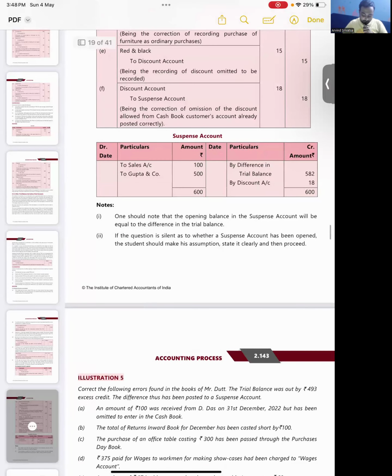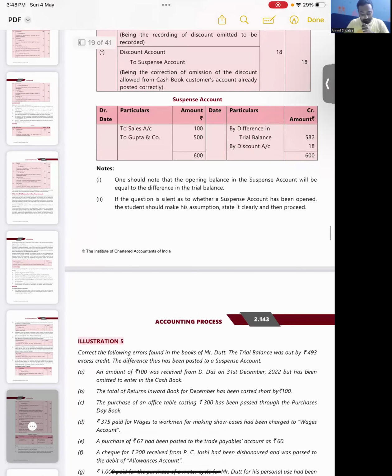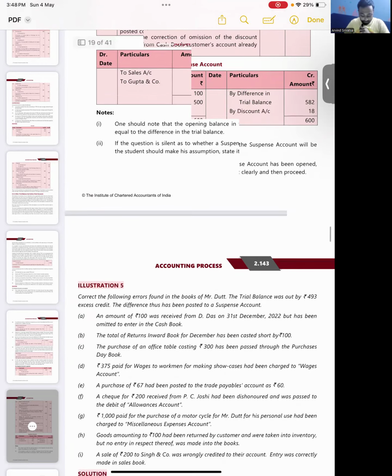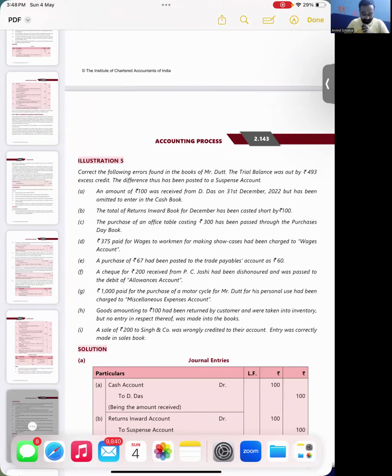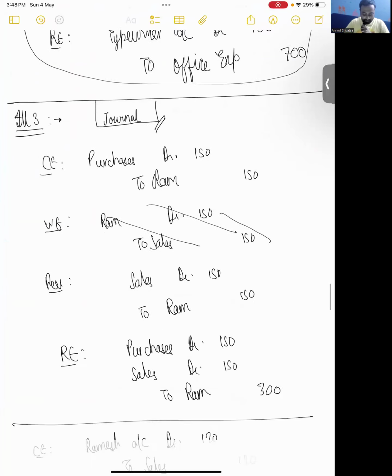And again, they have also given a note saying that if the question is silent on whether a suspense account has to be opened, just take the assumption that it has to be opened. That is a better assumption, and write that down in exam. That's better, guys. I hope you understood. So moving on to illustration 5 now. Illustration 5 is also a decent question. So let's just move on to it, and let's see what we can do there.